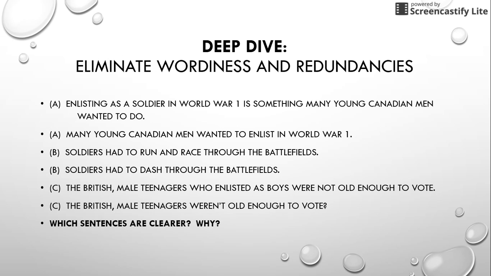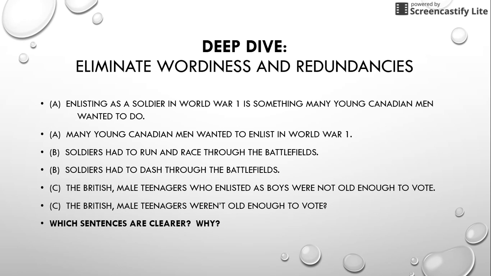In the second pair, the words run and race mean the same thing. So it's redundant. We could just eliminate one and use the other, or go to the B one and change it altogether and put in dash. It gets the point across just as well, and even gives a word that maybe you don't use as often, so you've already elevated your writing right then and there.